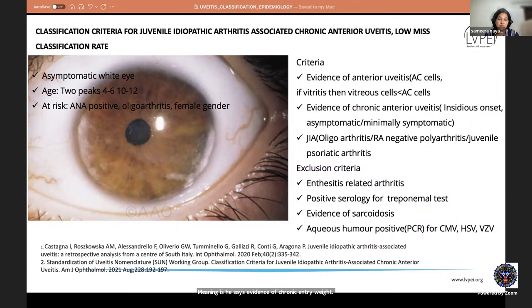insidious onset, asymptomatic or minimally symptomatic, and presence of juvenile idiopathic arthritis. It could be oligoarthritis, RF-negative polyarthritis, or juvenile psoriatic arthritis. In this also, they have excluded viral uveitis, syphilis, sarcoidosis, and enthesitis-related arthritis.